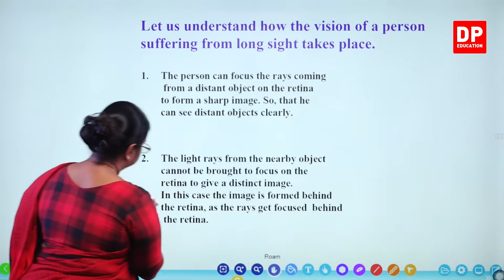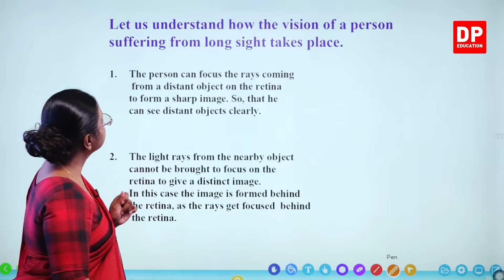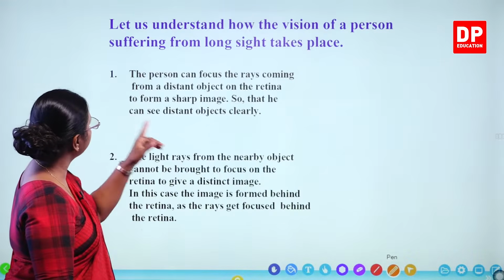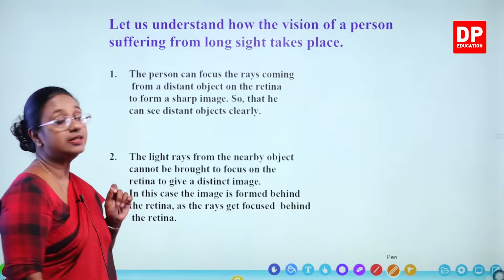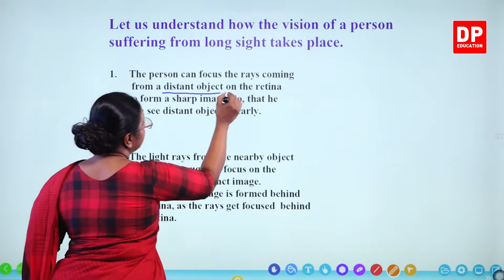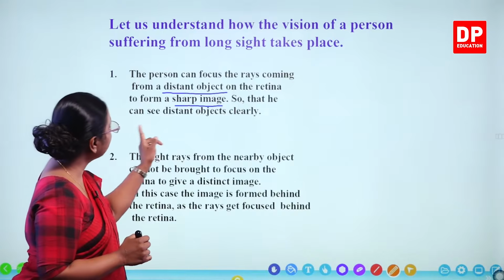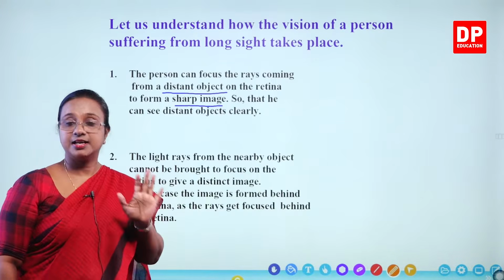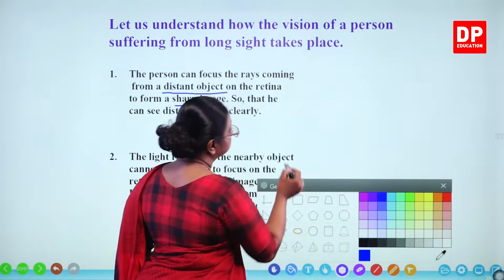So, here, the person can focus the rays coming from a distant object on the retina to form a sharp image. So, this is long sight. The distant object forms a sharp image so that he can see distant objects clearly. We'll see how that happens.